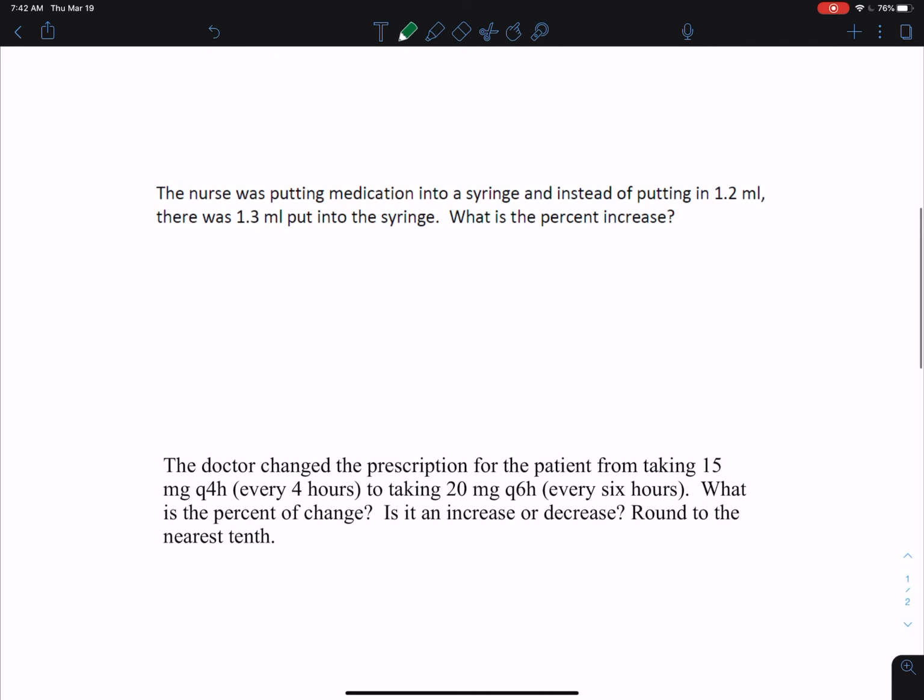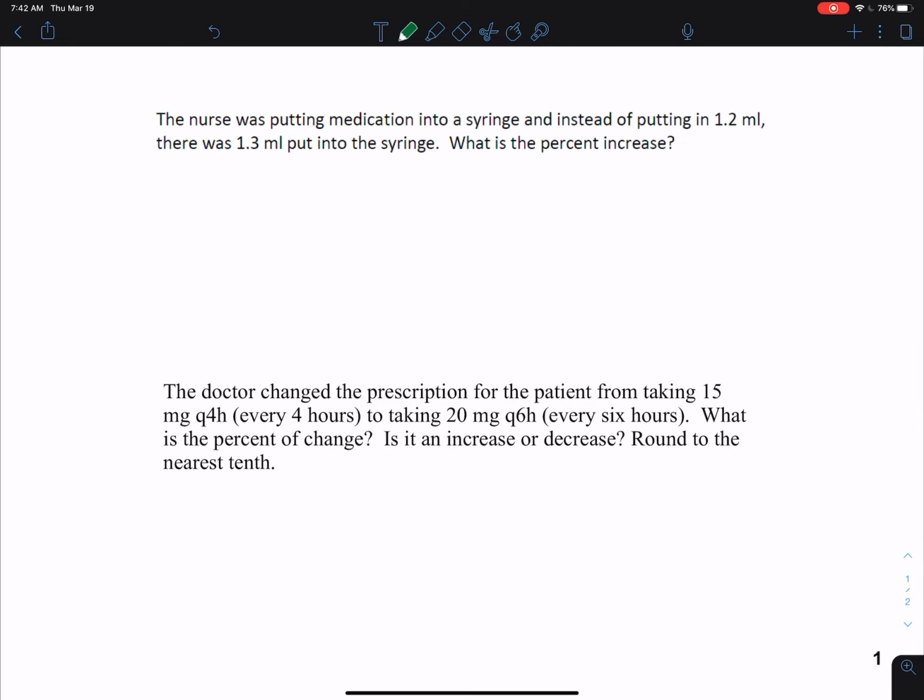If I look at another example, it says the nurse was putting medication into a syringe, and instead of putting in 1.2 milliliters, there was 1.3 milliliters put into the syringe. What is the percent increase? So for percent increase, I do the larger number minus the smaller number divided by the original. In this case, the original is what we should be putting in the syringe. So we should have been putting in 1.2 milliliters, and I multiply by 100. When I do the subtraction, I end up with 1/10 or 0.1.